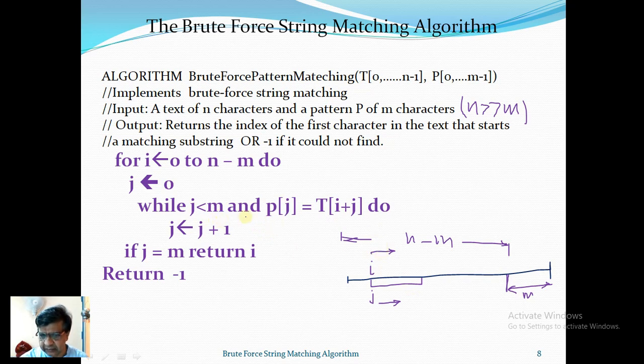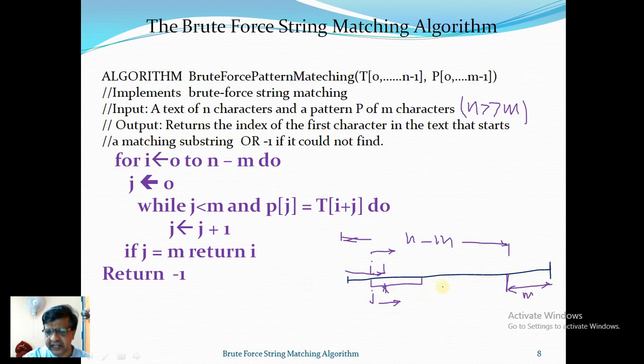j less than m and p of j, let us say p of j somewhere over here, equal to t of i plus j, because i should also move along with j. Remember, i should also move along with j. Therefore t of i plus j, do. j equals j plus 1. j will be incremented in order to pave the way for this index to move further.